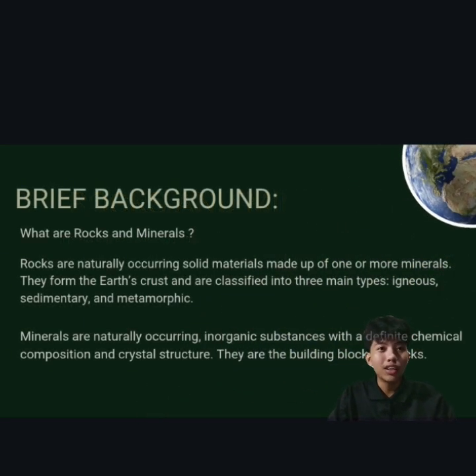Rocks are naturally occurring solid materials made up of one or more minerals. They form the Earth's crust and are classified into three main types, which are igneous, metamorphic, and sedimentary. With that, let's first explain what igneous rocks are. Igneous rocks are formed when lava or magma cools and solidifies.